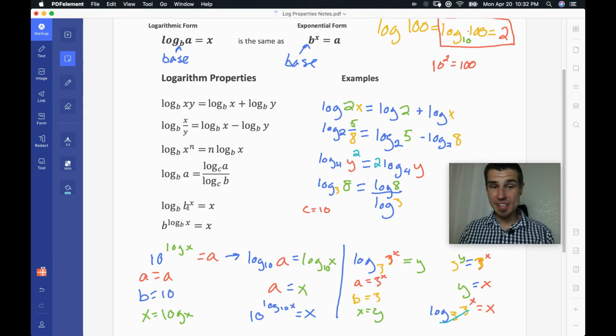So we found another property. Log base b of b to the x is equal to x. If the base of your logarithm is equal to the base of what's in the logarithm, those cancel out and just leave you with the exponent itself.